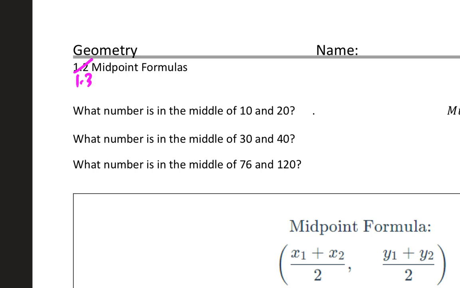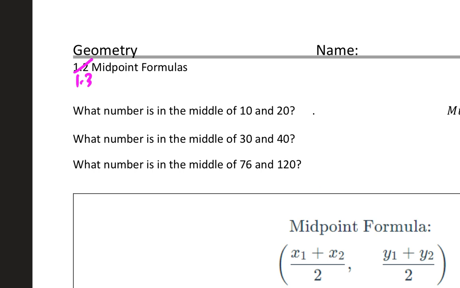What if I asked you, what's the number that's the middle of 10 and 20? Think about that. What's the number between 30 and 40? What number is between 76 and 120? Pause the video and see if you can answer these three.